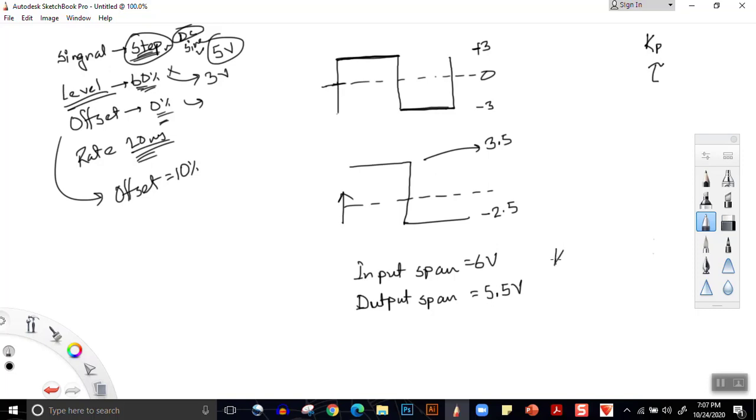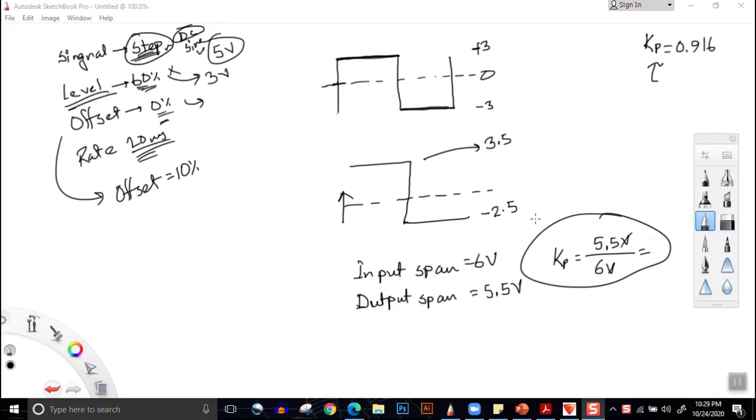So our gain Kp is equal to output span divided by input span. This is our gain Kp. Whatever the value is, volts will get cancelled, and we have a constant number. So this is our gain Kp, which is also called plant gain. Now that we have measured gain, the next thing left for us to measure is the time constant. Now there are three methods of determining time constant. Okay, at first let me erase this out.